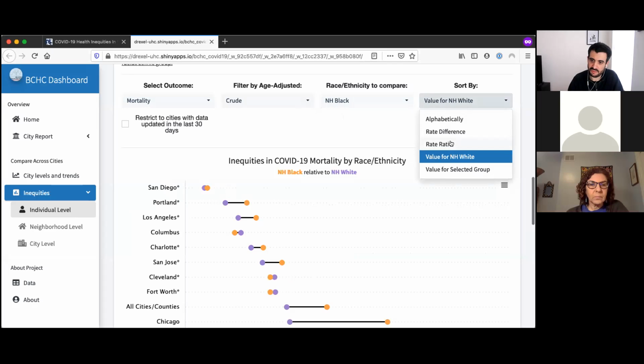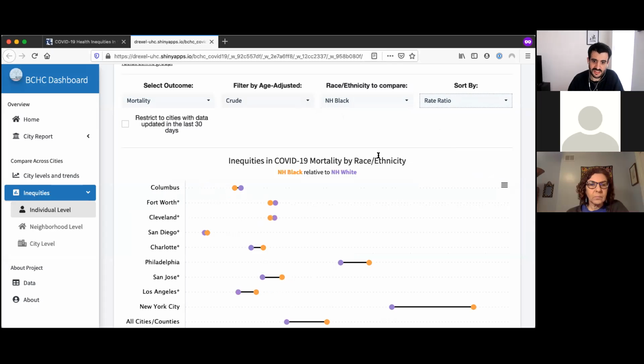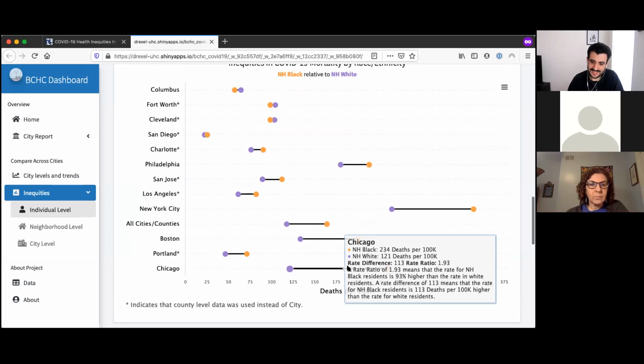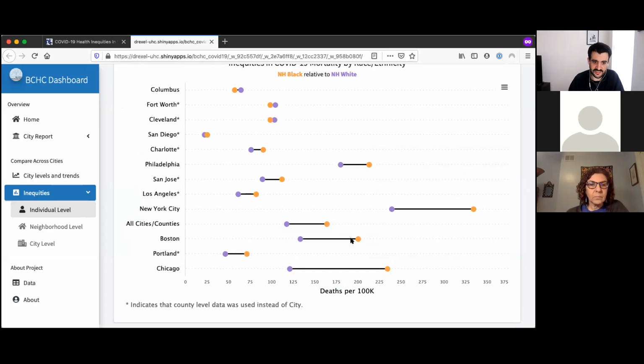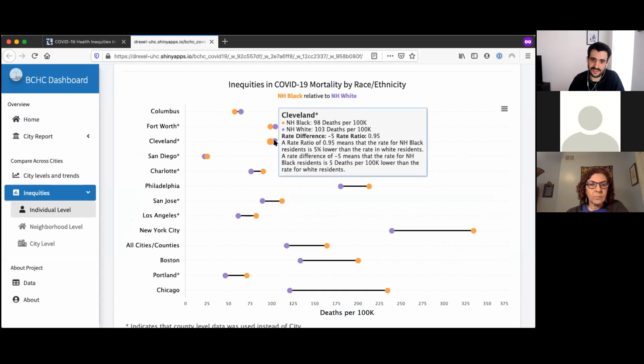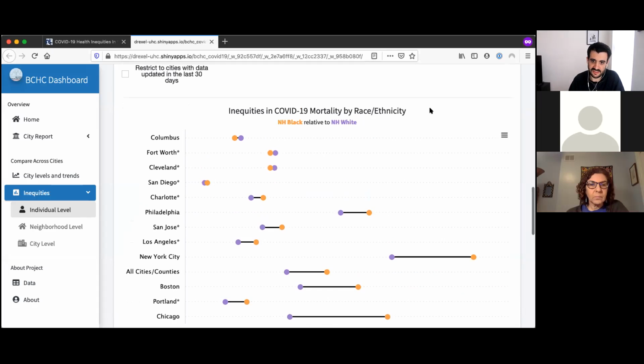So for example, let's sort it by the rate ratio. And what we can see here is that, for example, a city such as Chicago has the widest gap between non-Hispanic blacks and non-Hispanic whites, followed by Portland, Boston, and New York City, while Columbus, Cleveland tend to have the lowest disparities in this case.